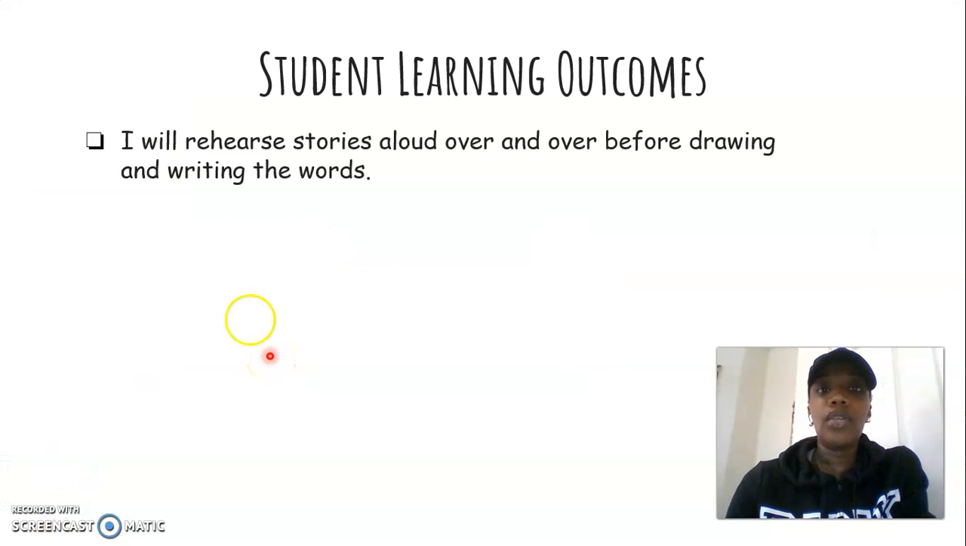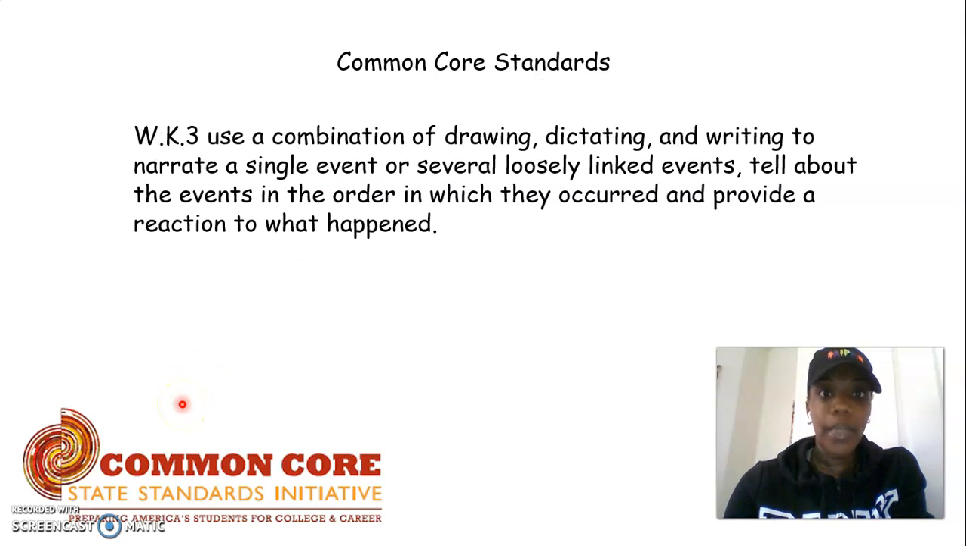Before we go into our mini lesson, you know Miss Kitchens loves to go over the student learning outcomes. I, which is you, will rehearse stories aloud over and over before drawing and writing the words. To rehearse something just means to simply say it over and over to yourself to make sure that it is readable, one, and two, that it makes sense to you, because your readers are going to actually need to know exactly what it is that you are trying to say to them. So if it doesn't make sense to you, it probably won't make sense to them either. So make sure that you read your writing out loud to yourself.